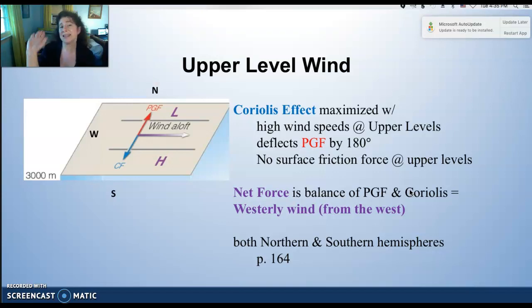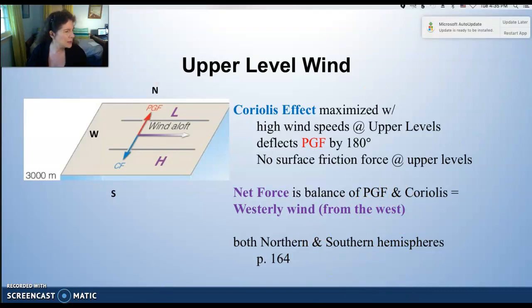Now think about it. In the southern hemisphere, it moves toward the poles and it takes a left. And guess what? As it goes up from the equator toward the poles and takes a left, you have a westerly wind. So very interesting. If you want to explore it more, you could look into page 164.